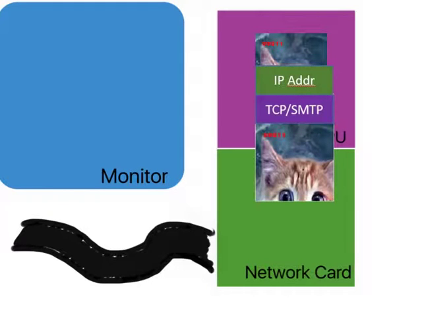The segment becomes a packet. At this stage, an IP address is added, one for the source and one for the destination, to tell the system, the internet, where the packet should end up and where it came from.